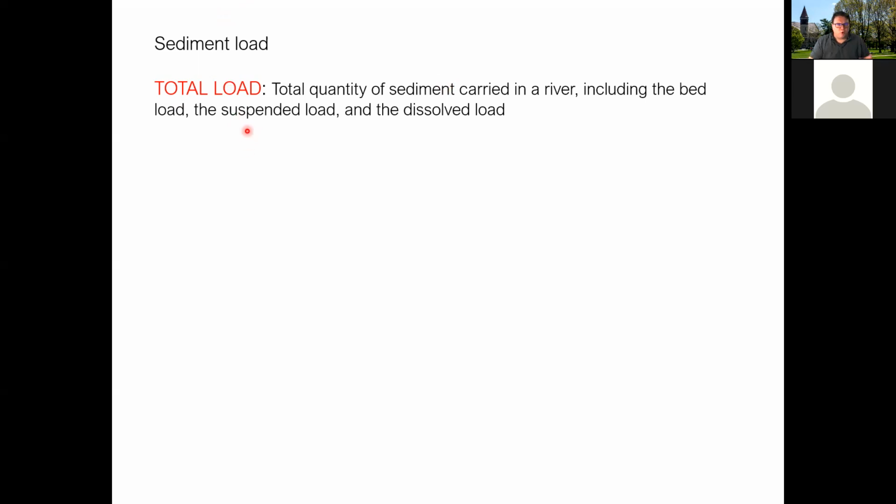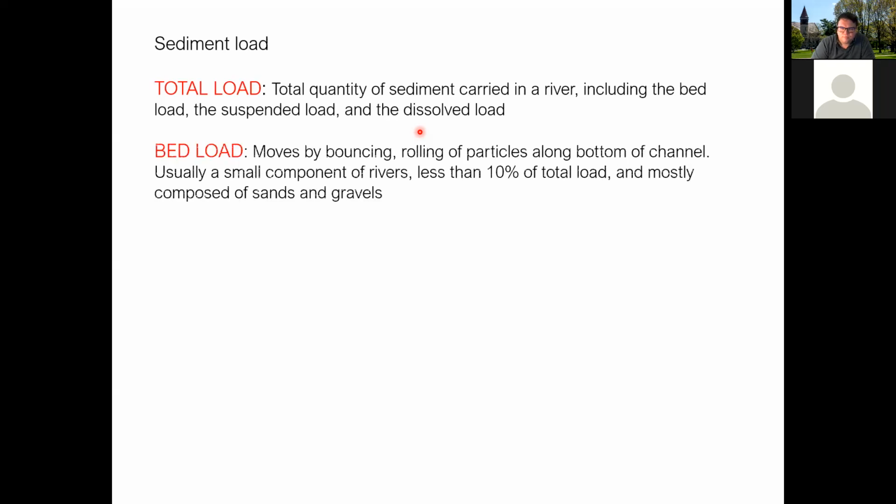The suspended load are really particles that are small enough to be suspended in the river as it flows. They don't dissolve, they just float along. They get carried by the flowing water itself. And then the dissolved load, and this is what actually chemically dissolves into the water. And I'll talk about each of these in more detail in a second. The total load, again, is the total amount of all these things that are moved by a given river.